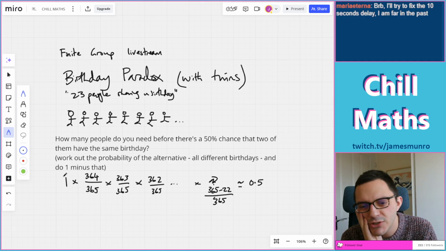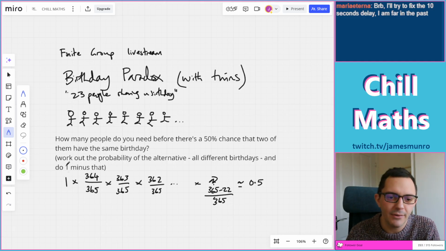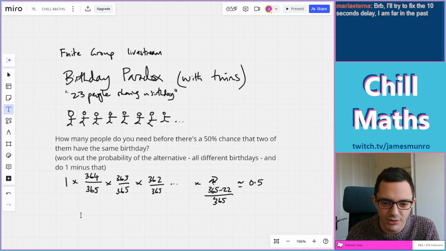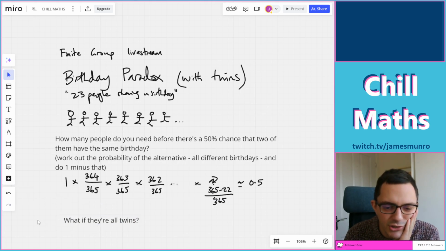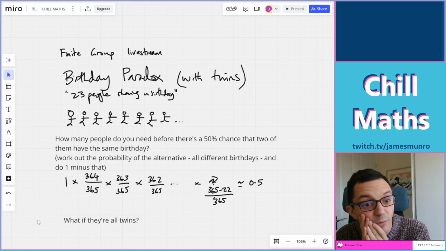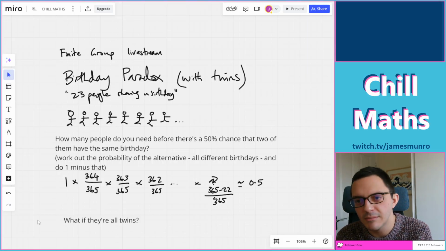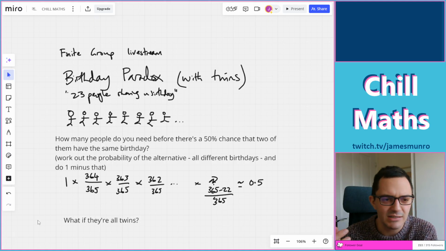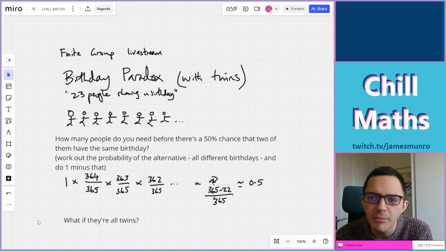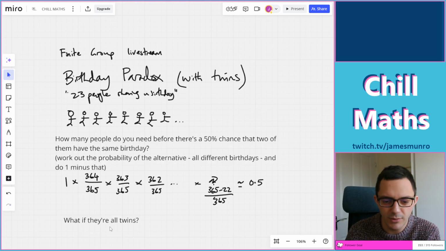There are other versions of this, and the one that I want to talk about is the twin version. And this version, at the moment, what if they're all twins? It sort of doesn't matter. It doesn't mean anything to say that they're twins. I mean, what if they're all twins with each other? Doesn't make sense because there's 23 of them rather than 2 of them. But what if all of them are twins?